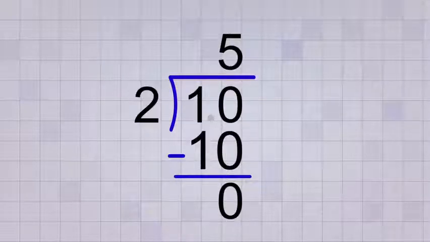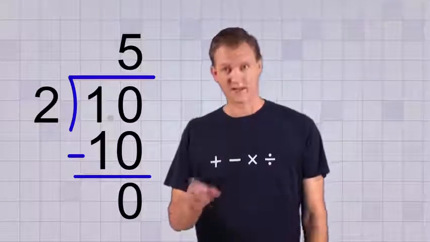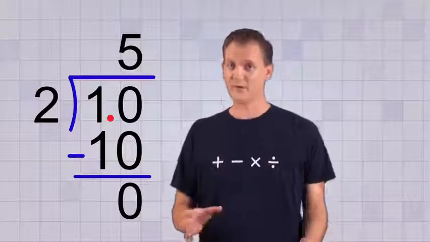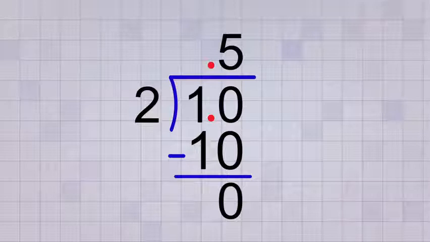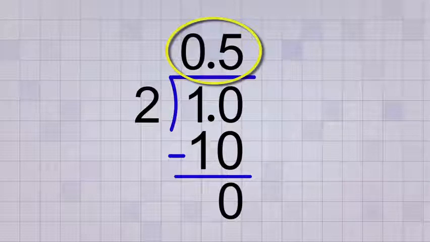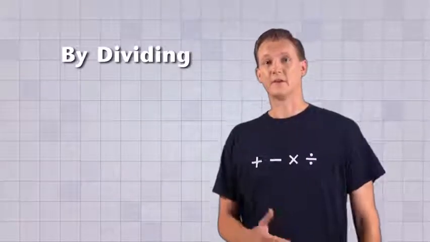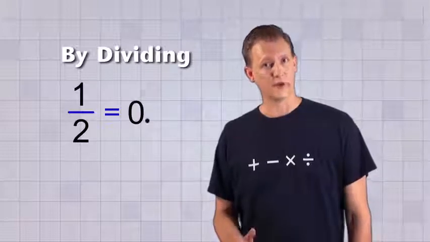So we're done, right? Not so fast. We've got that decimal point to deal with. And we know that 5 can't be the answer because 5 is bigger than 1/2. We just need to include the decimal point in our answer for it to be correct. We put it directly above the decimal point in our problem. There. Now our answer is 0.5, or .5, which is the more proper way to write it. So by dividing, we figured out that the decimal value of 1/2 is 0.5.